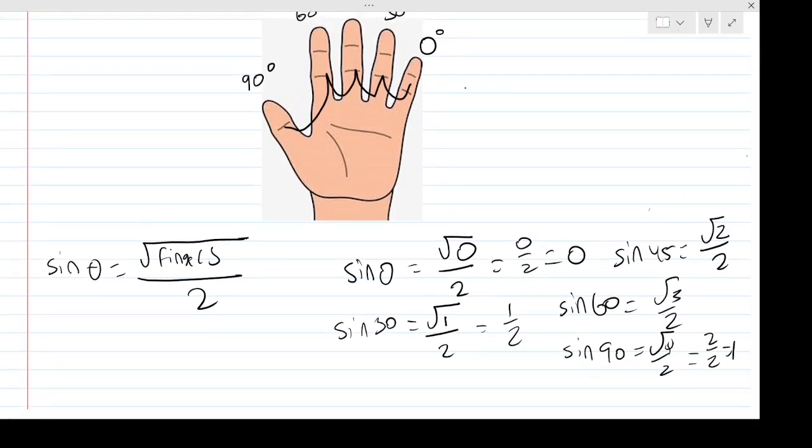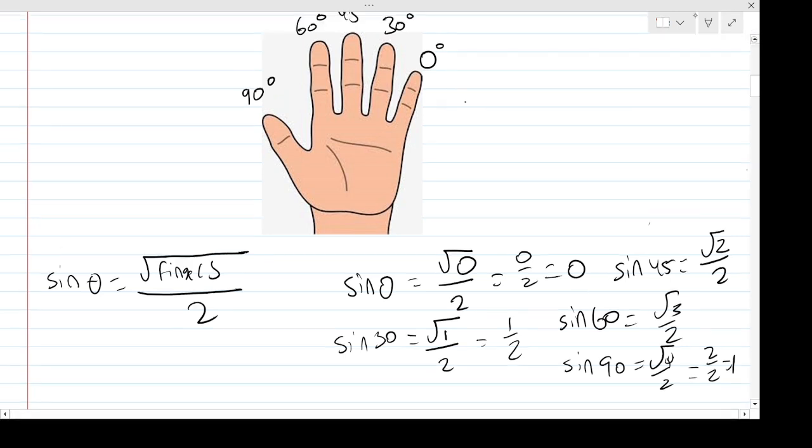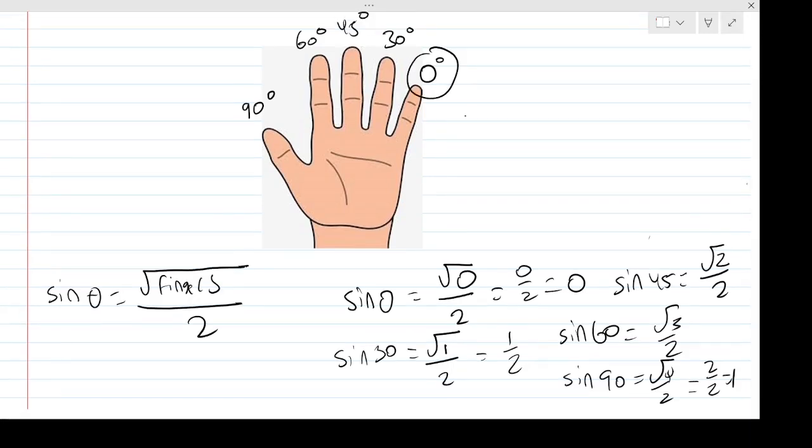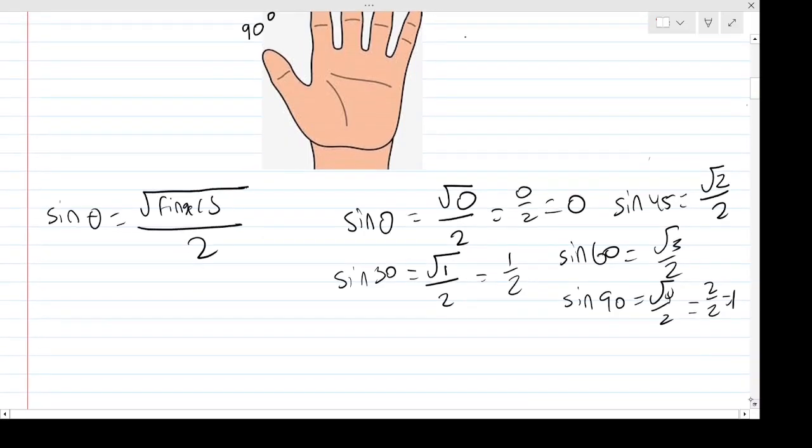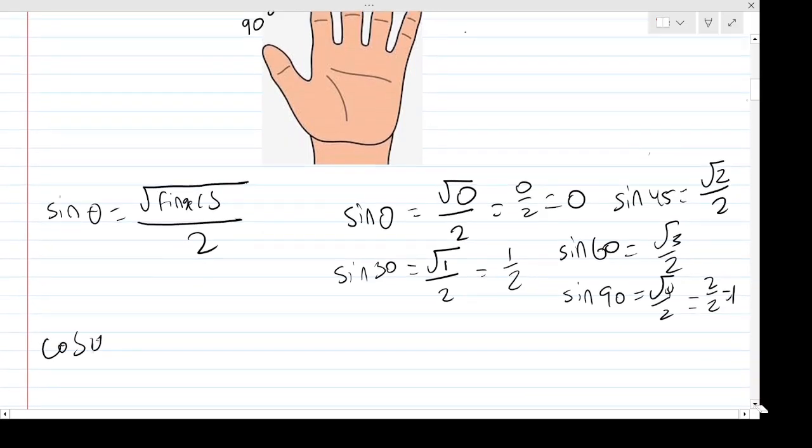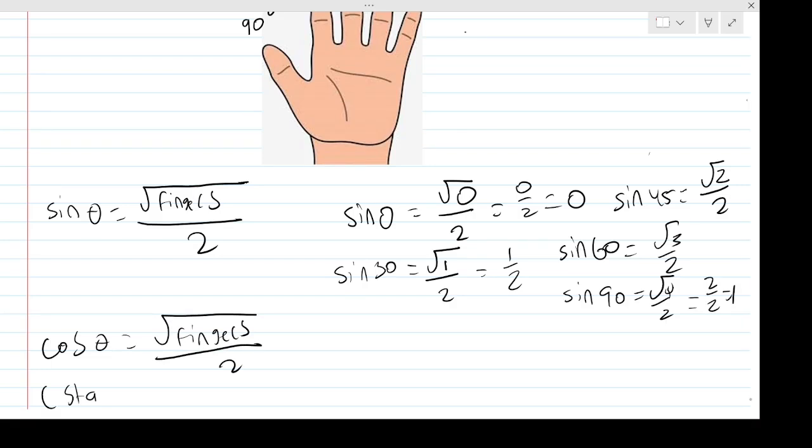What about cos next? Well, cos works in the same way, except instead of starting at 0, we now start at 90. Okay, and then we do the same way of going backwards of how many fingers we need to use. So I'm going to say then that cos of an angle, say theta, is also going to be the root of the fingers over 2. But this time we start at 90. And at sine, we started at 0.